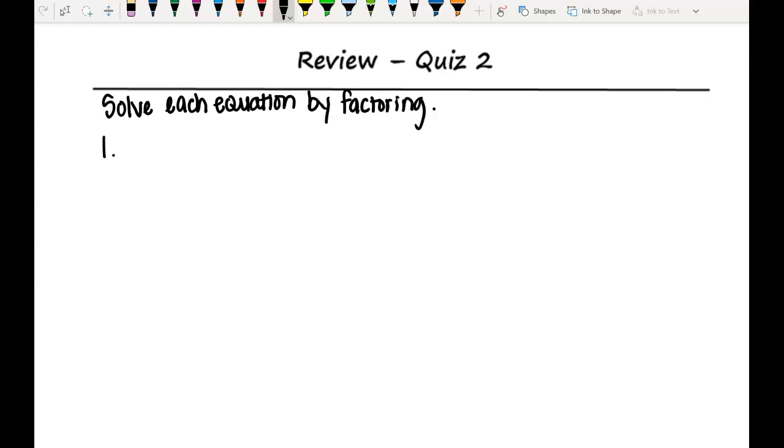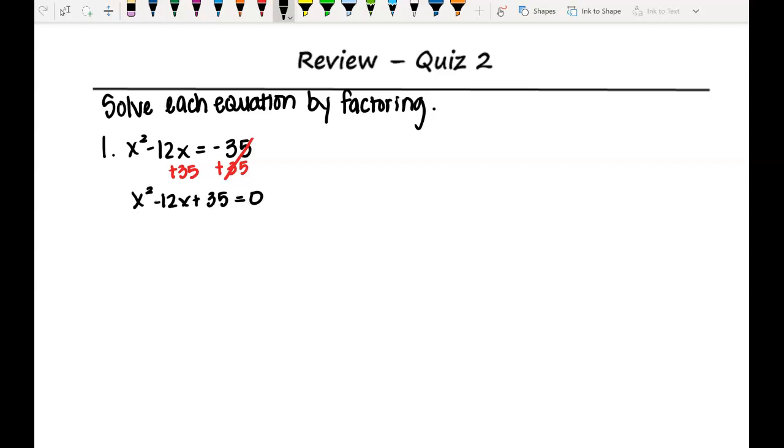And the first problem we're going to look at here is x squared minus 12x equals negative 35. All right, so this problem is not in standard form with one side equal to 0, so that has to be our first step. We have to take care of that. So we're going to add 35 to both sides to move that over. So we have x squared minus 12x plus 35 equals 0.